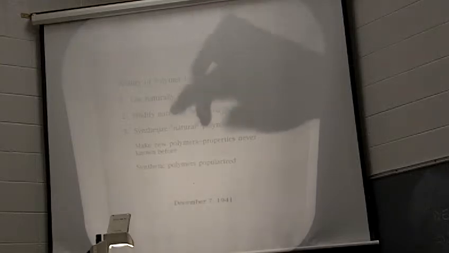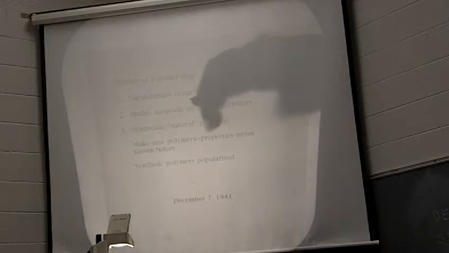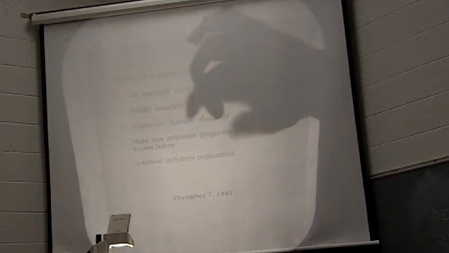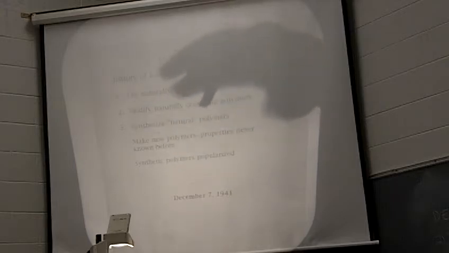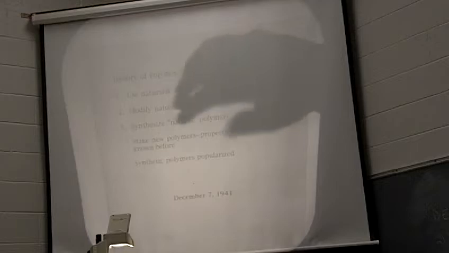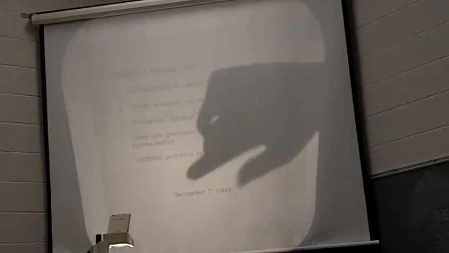And so this is the sequence of what happened as far as polymer use. We had our naturally occurring ones, and then we modified those naturally occurring ones, and then eventually we were synthesizing the natural polymers, and then eventually we were making polymers that weren't naturally occurring, things that had never been seen before. And so it was the U.S. getting involved in World War II that spurred this on. And it was identified as the biggest threat to the country at the time was being able to come up with enough rubber.